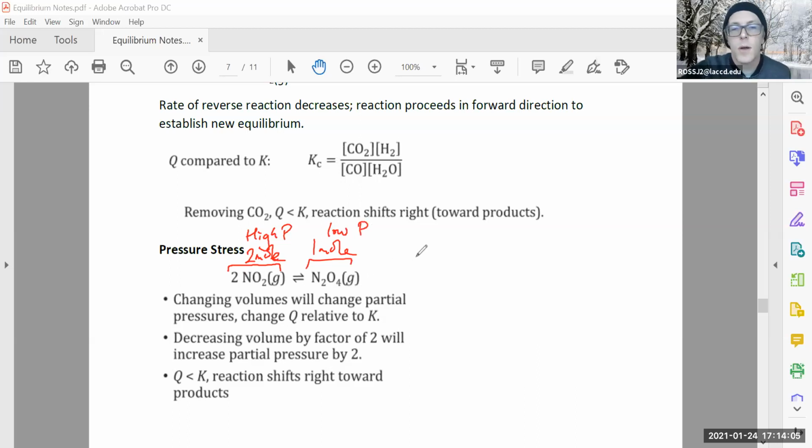So if you were to raise the pressure, which we're doing here, we're decreasing the volume, which effectively raises the pressure, then you're going to stress the high pressure side, because like stresses like.